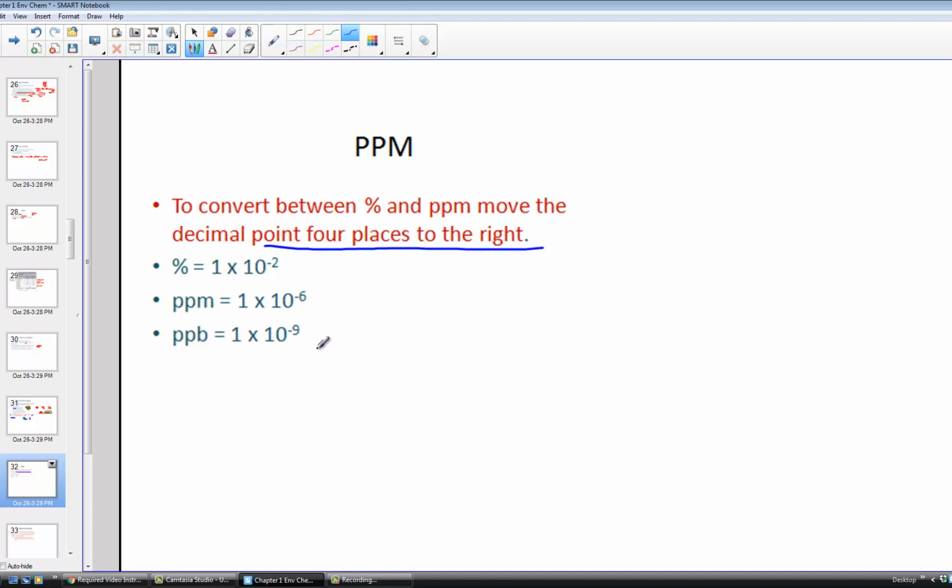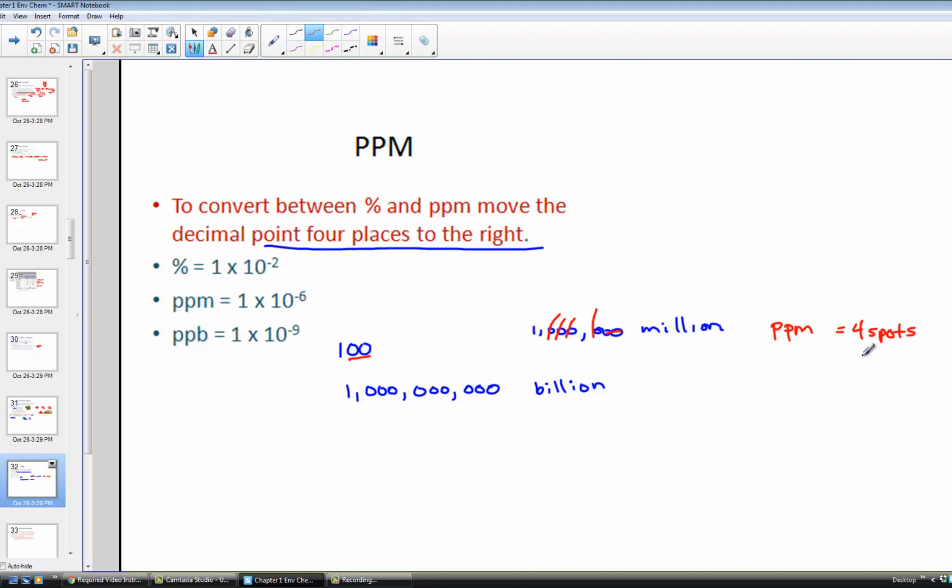To move between percent and parts per billion, let's consider that. Here's 100. Parts per billion, and a billion is 10 to the ninth. This is the term billion. It's a big number, 9 zeros. Remember, a million was 6 zeros. So when we moved from percent to parts per million, how many zeros did we have? We had 1, 2, 3, 4 zeros difference between 100 and a million. We made it 4 spots to the right, 4 zeros bigger. Move the decimal 4 spots to the right.